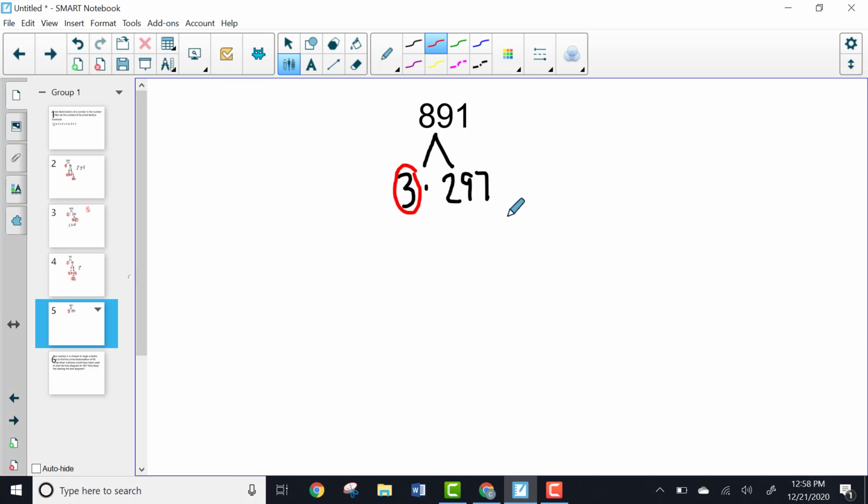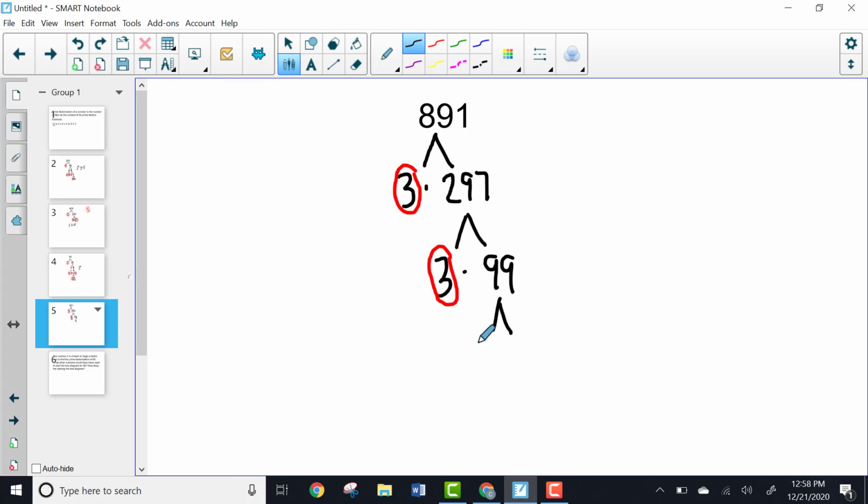297, I know that can be divided by 3. And if I take 297 and I divide that by 3, that's going to give me 99. Whoops. Make this black here so we don't get confused. So 3 times 99 gives me 297. So again, 3 is a prime number. Now 99 is composite, so I need to think about what multiplication problem equals 99, and that is going to give me a couple different ones I could do.